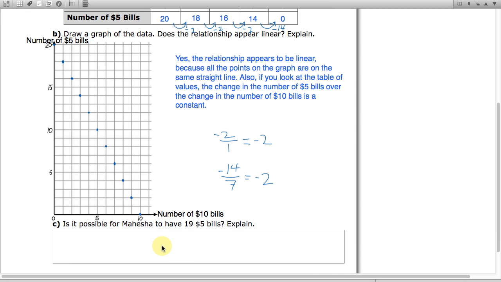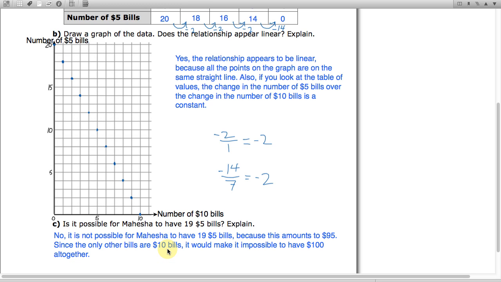Last question, is it possible to have 19 $5 bills? And explain. So no, it's not possible because 19 $5 bills would be $95. So since there's only $10 bills, those are the only other types of bills, it would make it impossible to have $100 altogether.